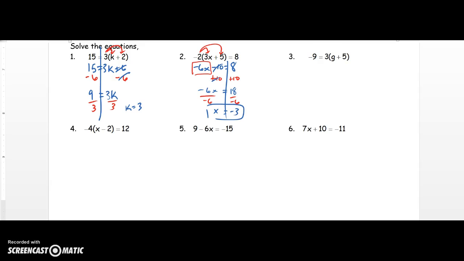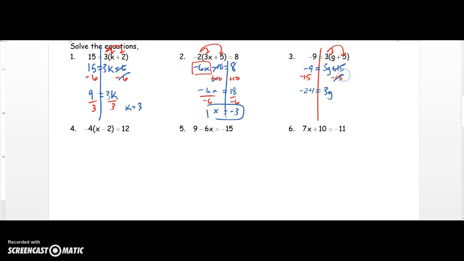Number 3. First step, distribute. 3 times g, 3 times positive 5. You get 3g plus 15. Now we have to get g by itself. So we see plus 15. We know we have to subtract 15 on both sides. Negative 9 minus 15 is negative 24 equals 3g.